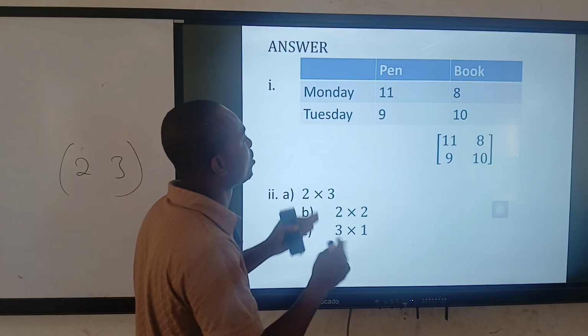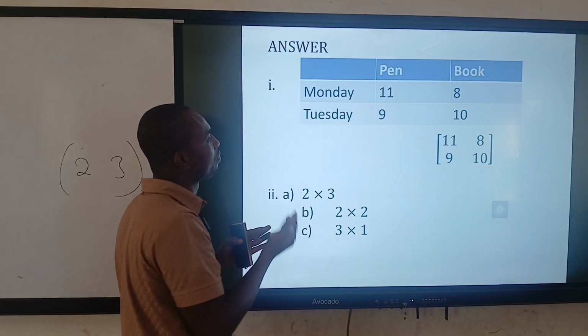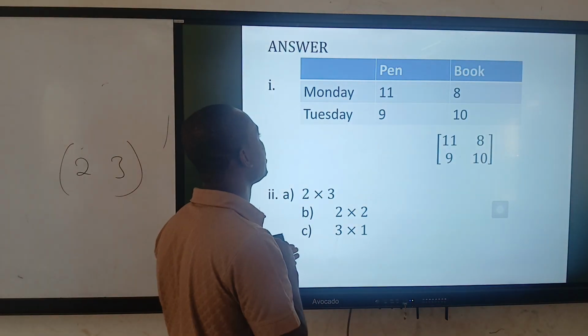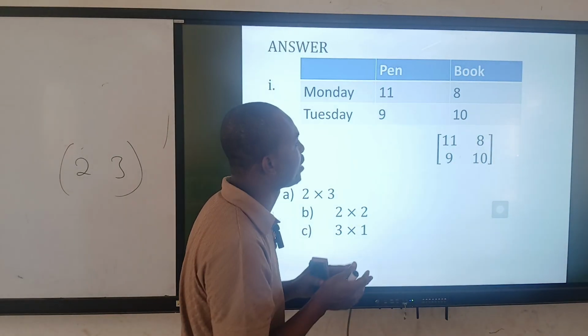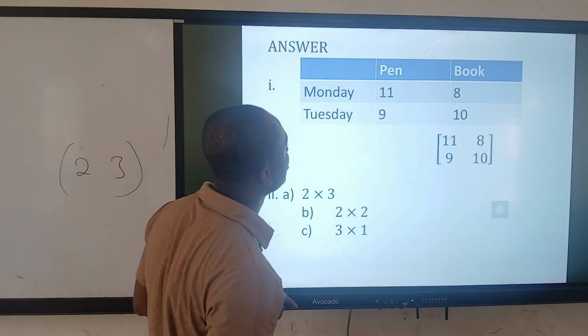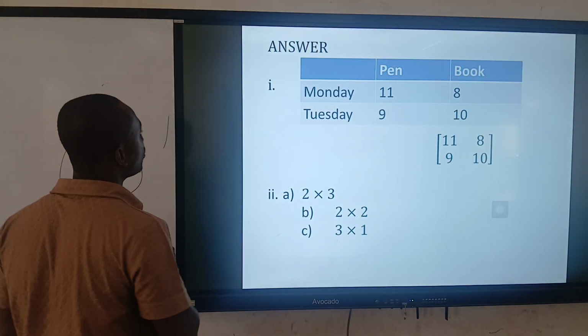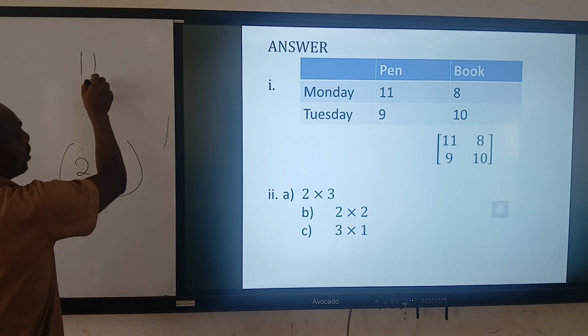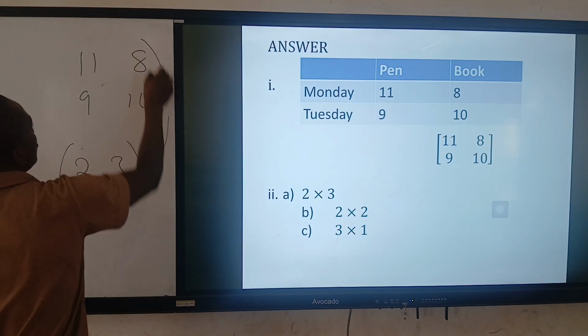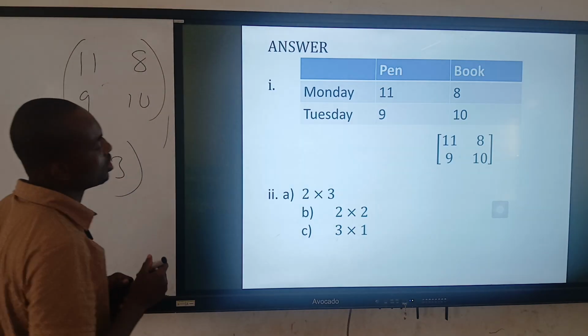So you draw a nice table, pen and book. Monday 11 pens, 8 books. Tuesday 9 pens and 10 books. So represent it in matrix form. So that is how it is. Or you can also use 11 here, 8, 9, 10. So there is the matrix form.